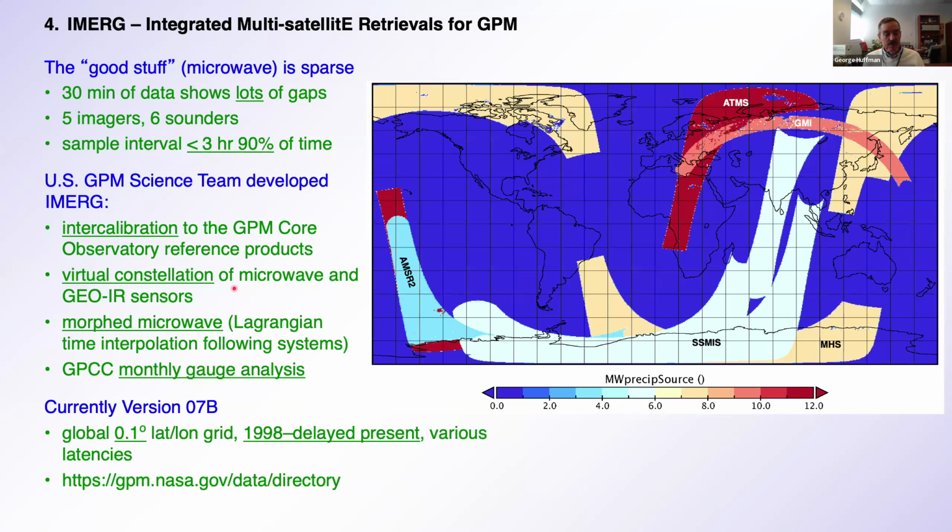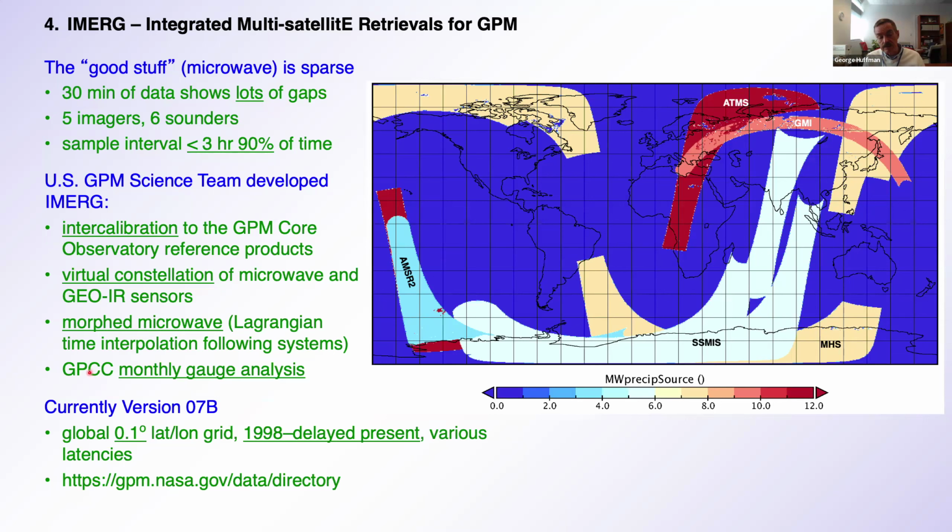We ask people who are observing in the microwave and GeoIR to send data. The GeoIR is actually combined into one nice uniform field by the people at Climate Prediction Center at NOAA. Then we use the individual microwave satellites after they've been intercalibrated, and we morph them, which is to say we do a Lagrangian time interpolation following the systems. And then finally, we use the GPCC, Global Precipitation Climatology Center, monthly gauge analysis. So we don't do the gauges ourselves, we use their analysis, and it's at a 1 degree scale.